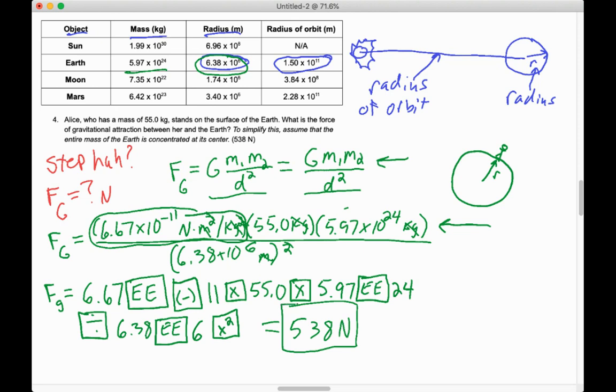Then you end up just with newtons. So, did we solve for the right thing? Did we give it the right units? Yes, we did. We've solved for F sub g. It has the right units. So I'm giving it a check.